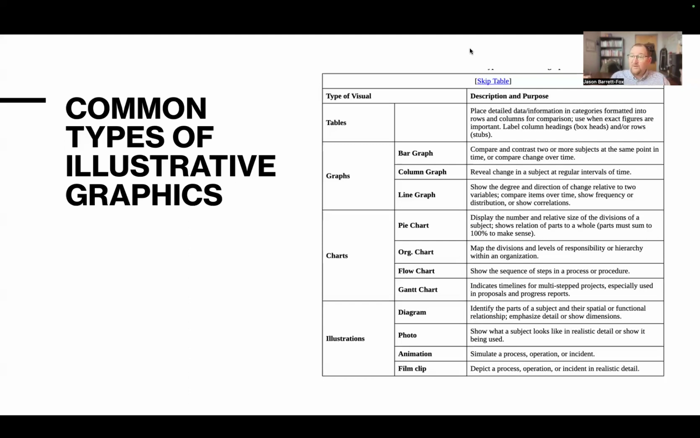You also need to know what the communication structure of your particular organization looks like. And so an org chart is really, really useful for that. A flow chart, this is how I take notes all the time, right? This is just a sequence of steps in a process or a procedure.